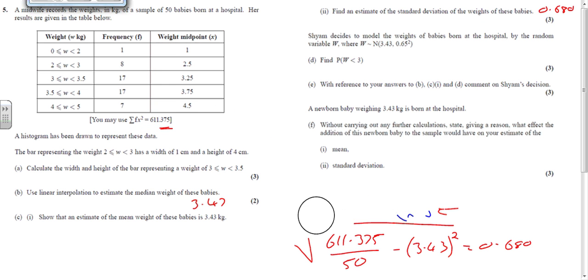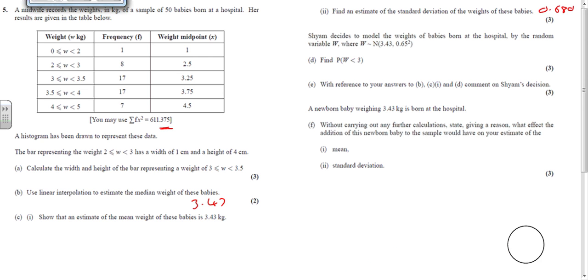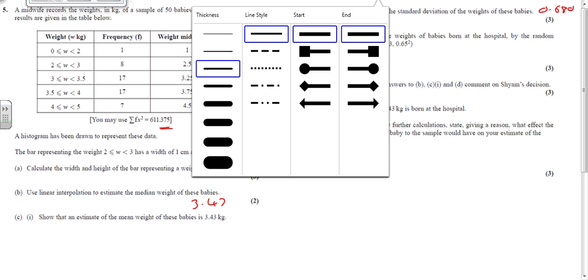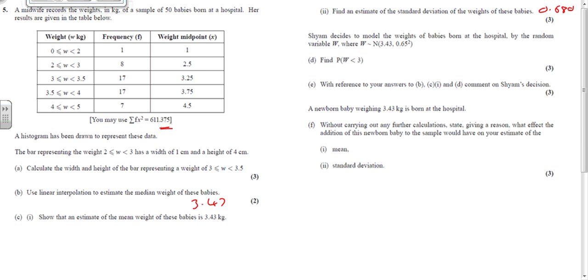Right, so that's the estimate for the standard deviation. Now the next question starts talking about this n here, which means normal distribution. I am going to go through that because it's in this question anyway, but we're also going to do a separate video on normal distribution afterwards. So Shyam decides to model the weights of babies born at the hospital by the random variable W, where W is normally distributed with mean 3.45 and 0.65 squared as the variance. Find the probability that W is less than 3.